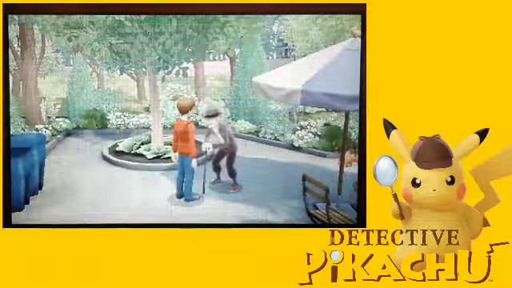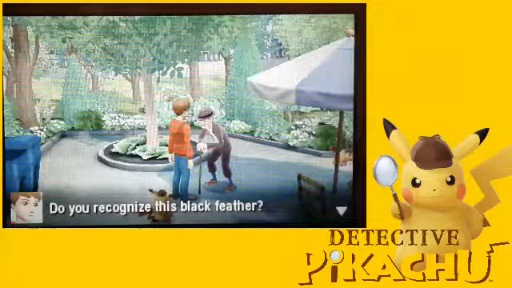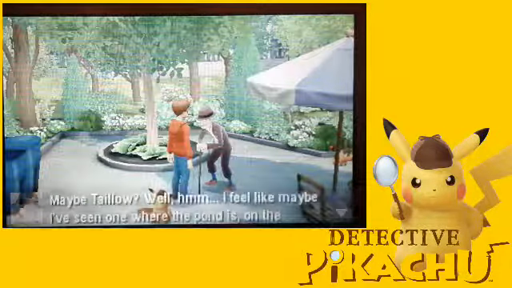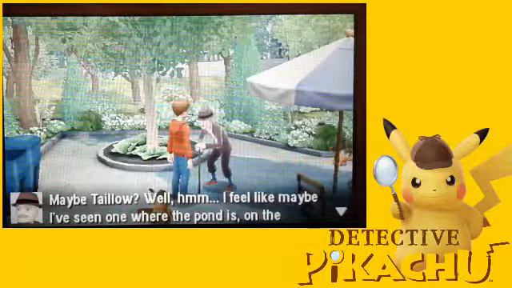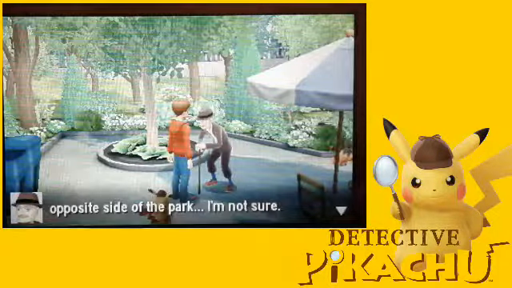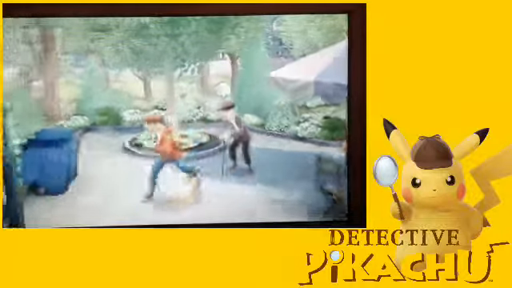Hello. Yes? About the black feather. Do you recognize this black feather? Maybe. I feel like maybe I've seen one of those. Your pond is on the opposite side of the park. I'm not sure. Okay.